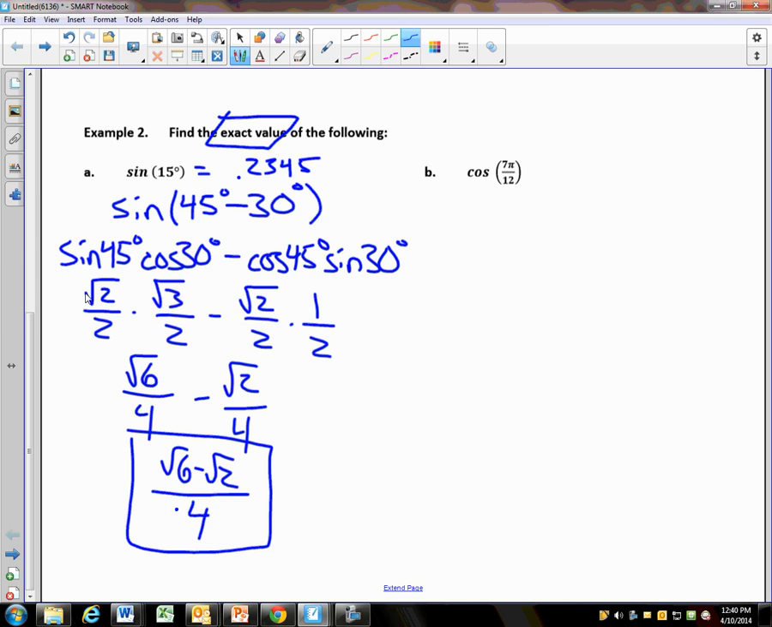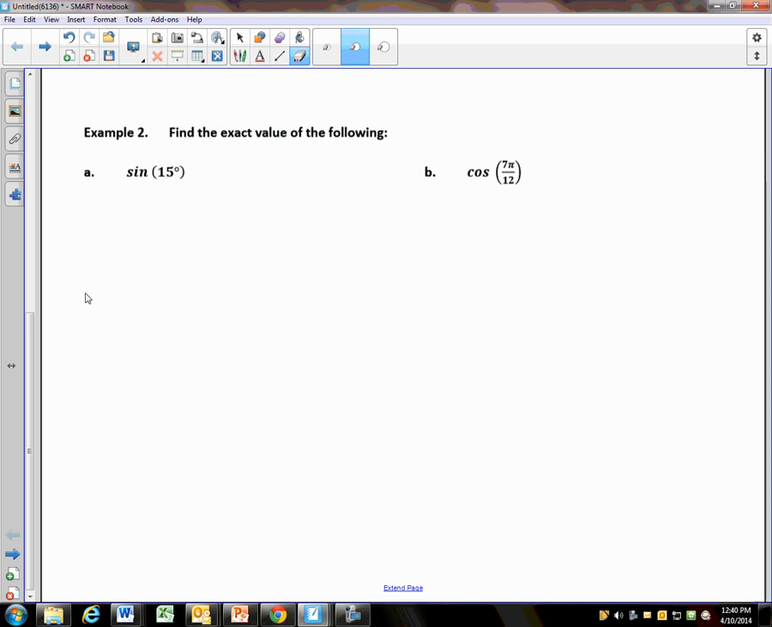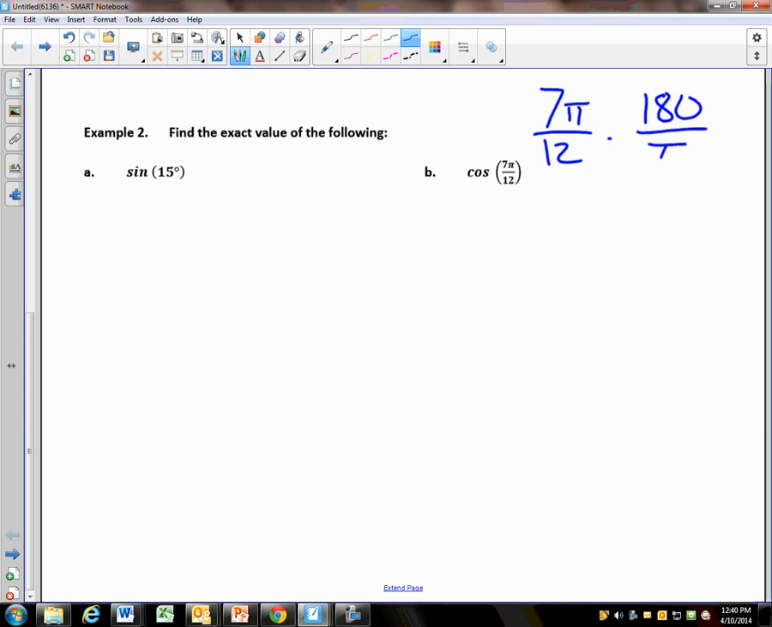Last one. Cosine of 7 pi over 12. How is this one different? I'm in radians. So most people at this time will say, I don't want to work in radians, Mr. Gens. I want to convert it to degrees. So that's fine. How do you convert to degrees? You multiply by 180 over pi, and you see that what happens? Pi's cancel. 180 over 12 is 15 times 7 is 105. This becomes the cosine of 105 degrees.